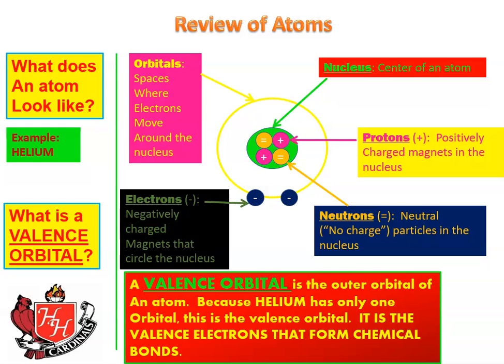All right. What is a valence orbital? And this is a very important term. Commit this term to memory quickly. A valence orbital is the outermost orbital of an atom, and the electrons in the valence orbital are called the valence electrons. The word valence simply means outermost. So because helium has only one orbital, this is the valence orbital. It is the valence electrons that form chemical bonds. That's why they are so important. They're the ones that are out there connecting with other atoms to form chemical bonds to make substances, the valence electrons.